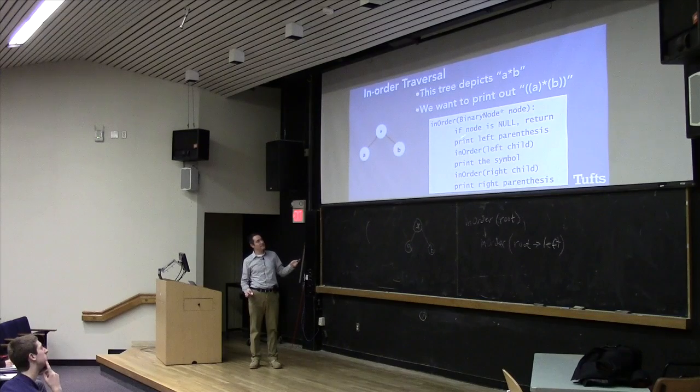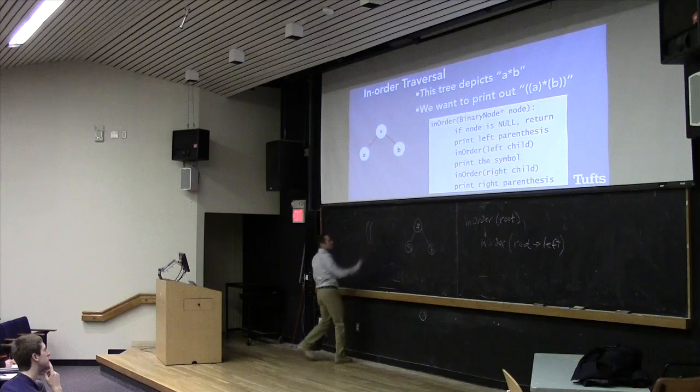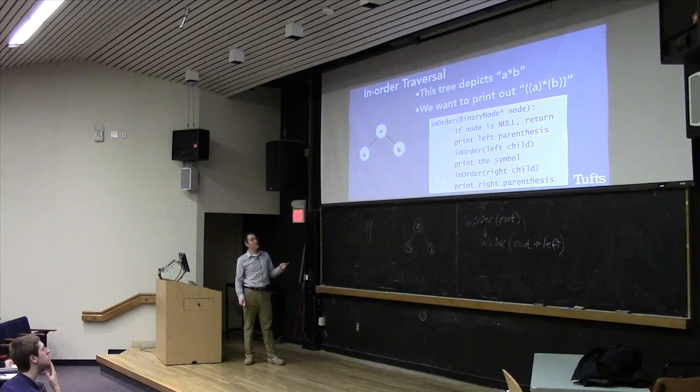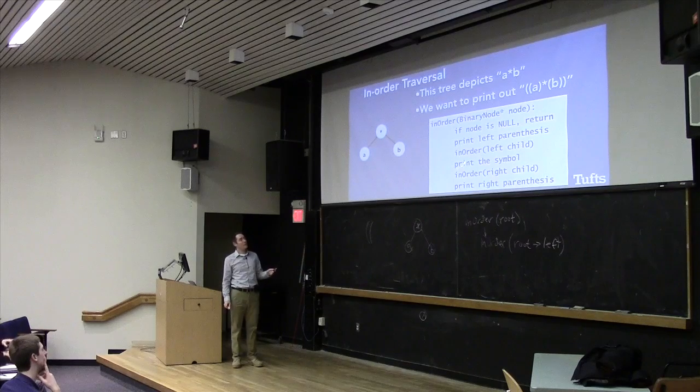What does A say? It says if node is null, return. It's not. Print the left parenthesis. Then we do in order left child. Well, the left child of A is null. We still have to go into this function again. We go into the function, in order is called again, but the node is now null and we return. So in A, we are now right here. There is no left child, so it just returns immediately.